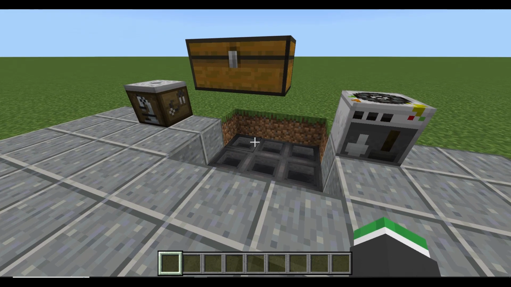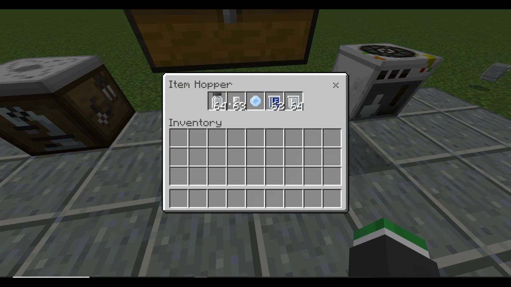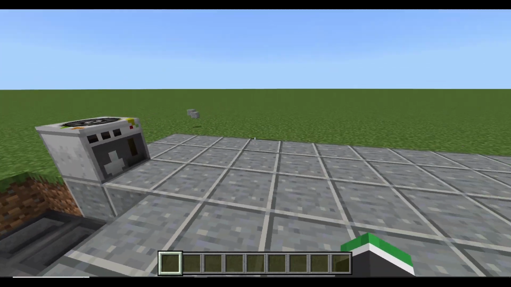I had a little accident, and I broke the chest, and there were too many items, so I just put them in these hoppers. But for now, they're gonna be like that.